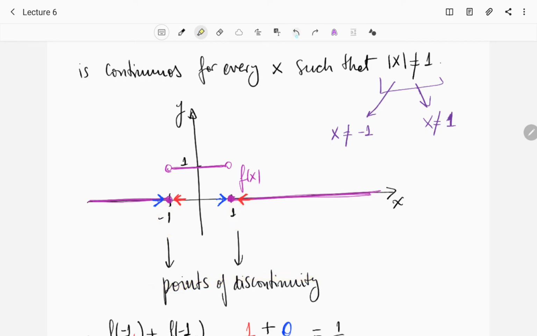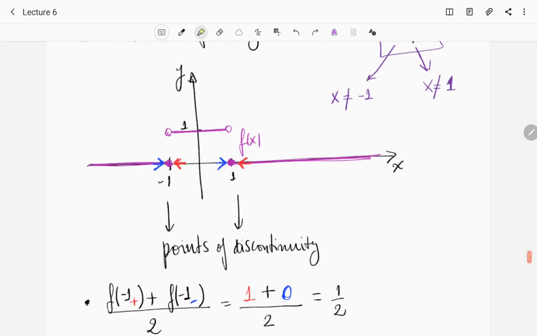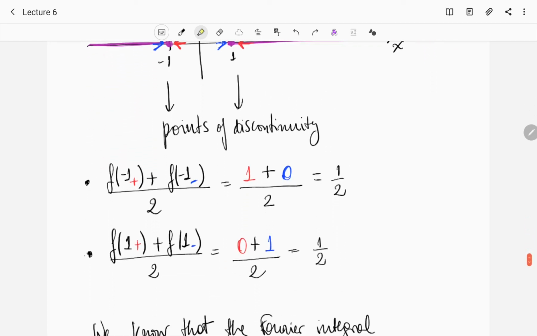So there we will have that the Fourier integral representation coincides with the average of the right and left limits, which in the case of minus 1 is 0 plus 1 over 2, so 1 half, and for 1 it is 1 here and 0 here over 2, so again 1 half. Okay, which is written here.